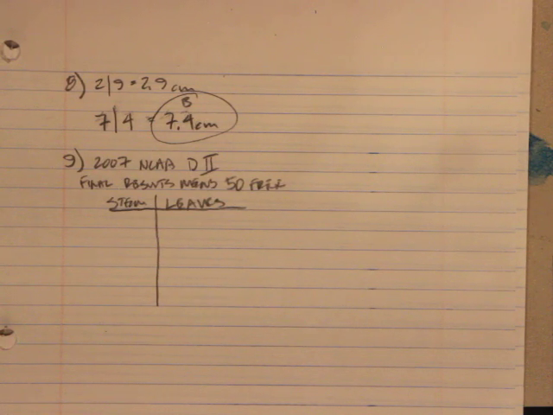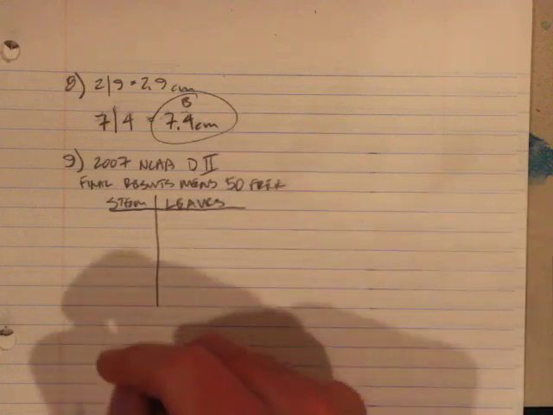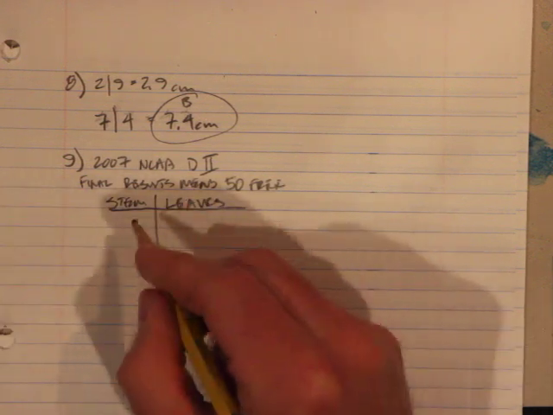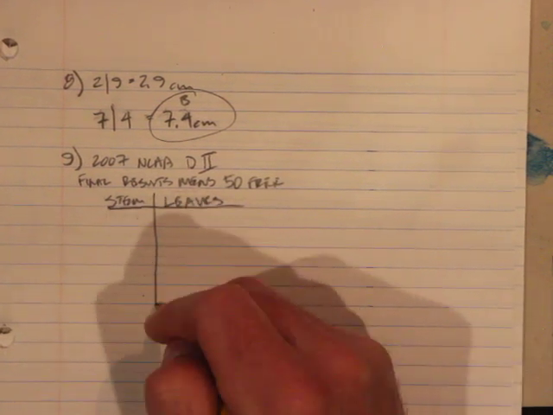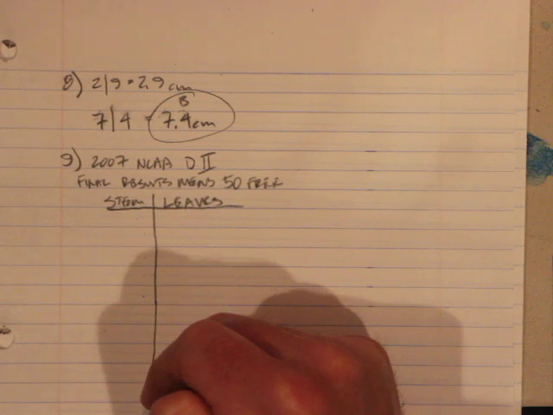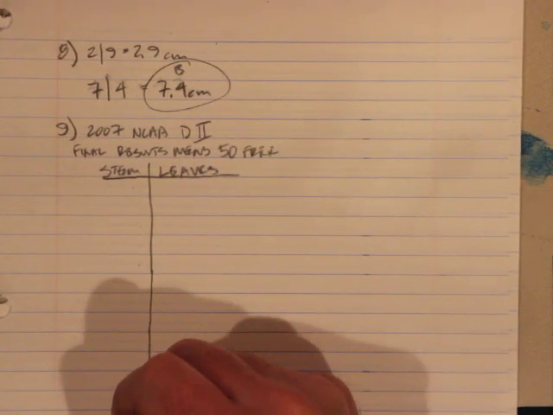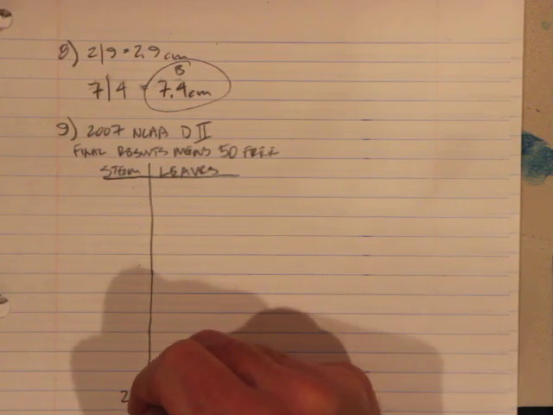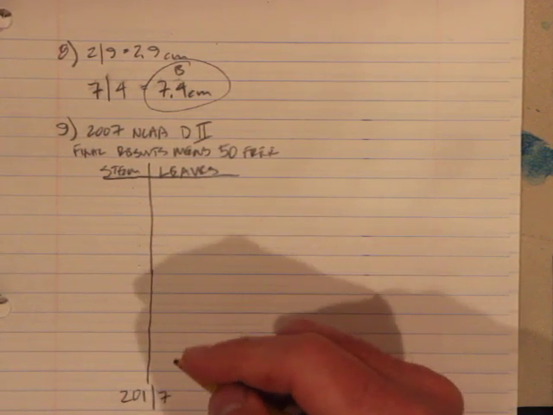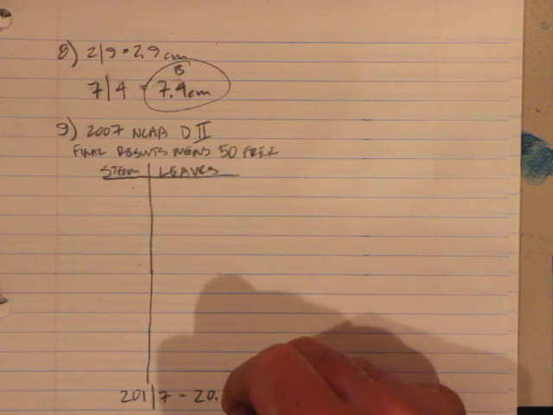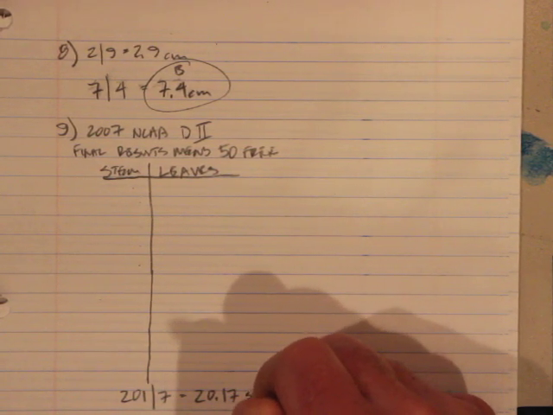All right. Now, the way they are putting this together here, I'm going to put the key down 10 spots. All right, so the key that they're using here is 2017 equals 20.17 seconds.